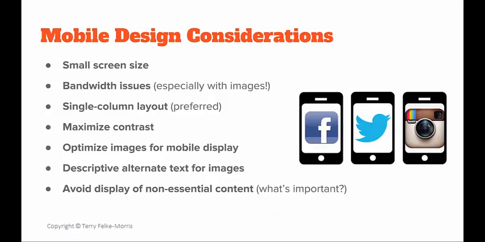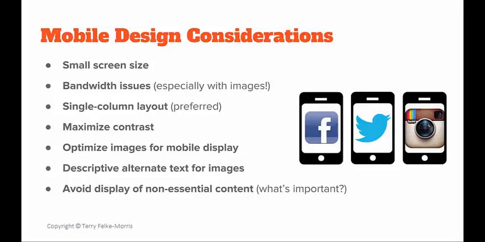Some other mobile design considerations are to remember that mobile devices typically have a small screen size. There's often bandwidth issues, especially with images, meaning that things may take longer to be brought down to your mobile device, such as images, video, etc. Generally speaking, with mobile devices, we prefer a single column layout, and we want to maximize the contrast between the colors.